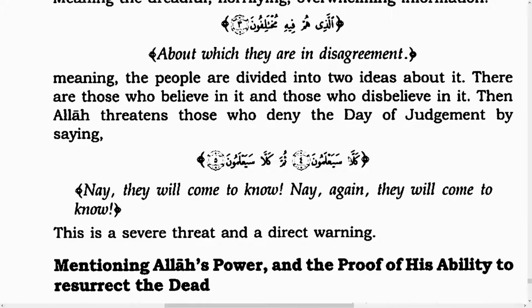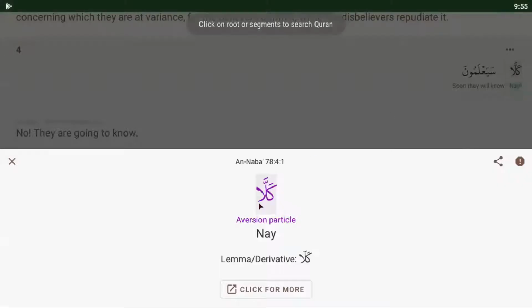Allah says, kalla sayalamun. Nay, they will come to know. So what is this kalla? Kalla is used a lot. This is called an aversion particle, or harf zajr in Arabic. It means nay, no, never. It shows how dare you, never can it happen.